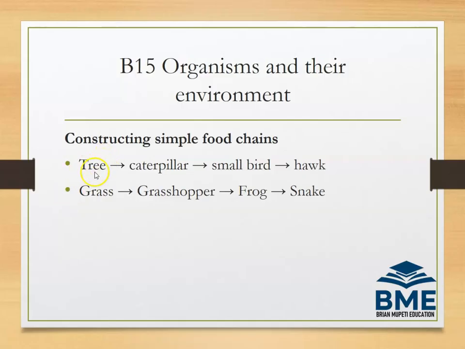We've already looked at food webs. Now let's take a look at food chains. As you can see, the food chains begin with producers. A tree and grass, these two are producers. The arrows will point in the forward direction to show that when a caterpillar feeds on the tree, energy will move from the tree to the caterpillar.